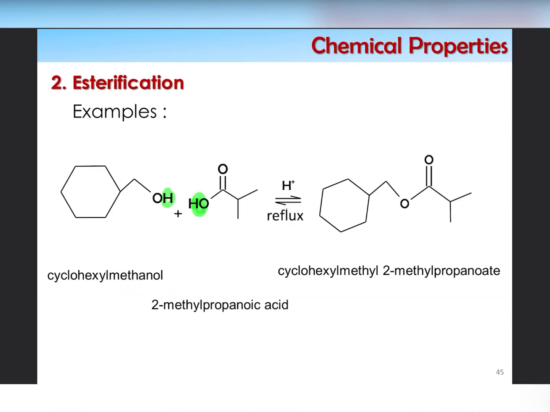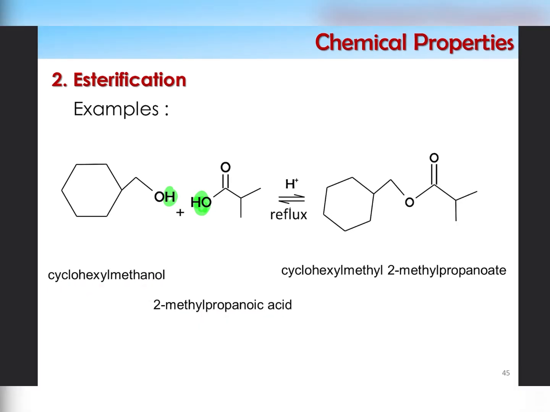Okay, so kalau kamu dapat soalan, dia akan bagi name, and then contoh dia bagi cyclohexyl methanol react dengan 2-methyl propanoic acid, will react, go reflux with acid catalyst contoh, and will form ester. Okay, so kalau soalan begitu, tulis semula structure of your reactant methanol ni dengan carboxylic acid.